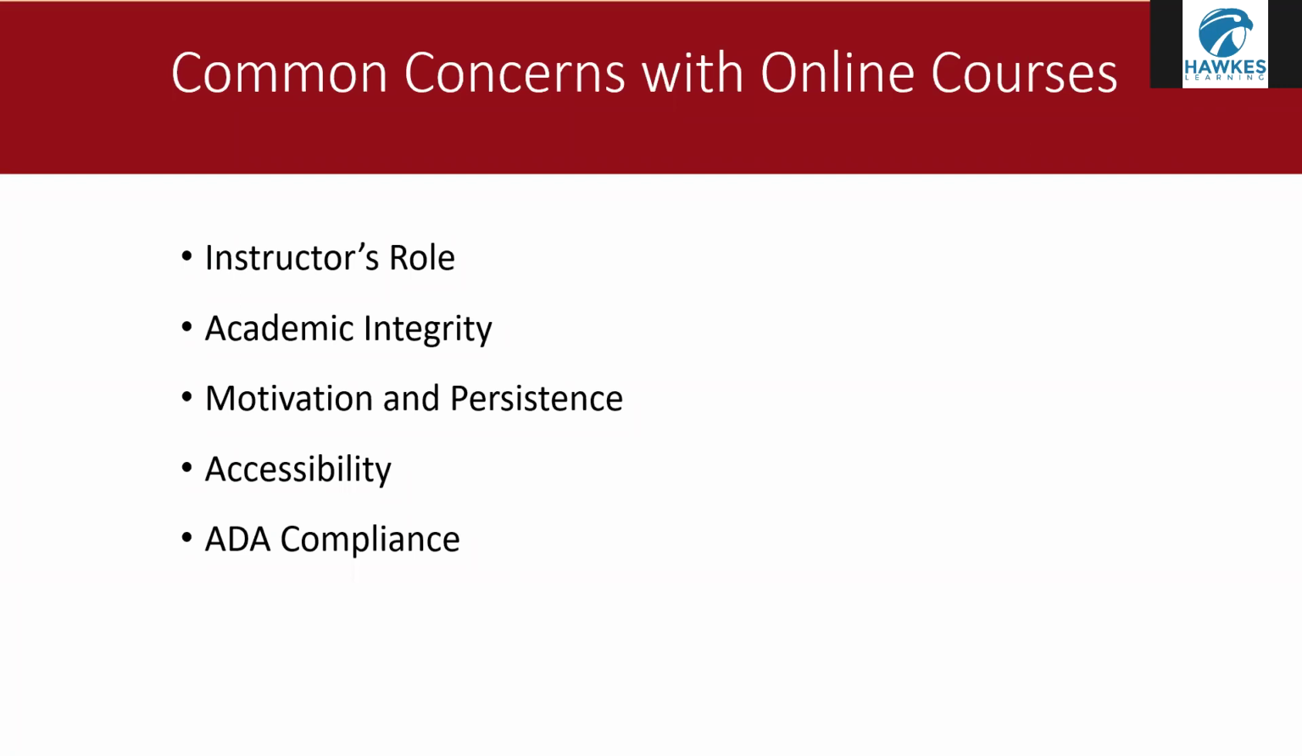Motivation and persistence. How do we keep our students motivated in the class, and how do we keep them persisting until the end? Accessibility. Do our students have access to the equipment that they're going to need to be successful? And ADA compliance, which in the current environment may be kind of in the back of our minds as we've made a quick transition online, but it is still very important, especially if your school is intending to continue online classes this summer or even potentially into the fall.